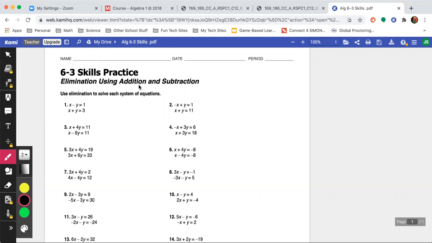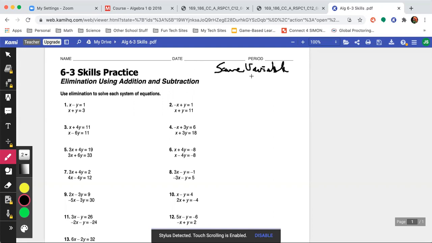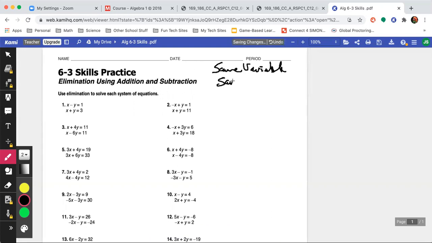All right, so basically the way elimination with addition and subtraction works is you are looking for the same variable to have the same coefficient or the opposite coefficient. And by opposite coefficient, I mean, if you've got a -3, you're looking for a 3. Or if you've got a 1, you're looking for a -1. If you've got a 5, you're looking for a -5. If you've got a -7, you're looking for a 7. That's what I mean by opposite. Same means exact same number.